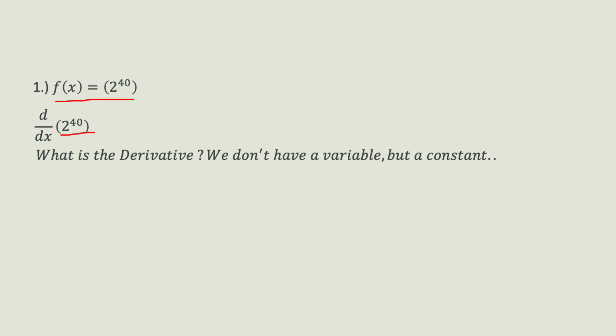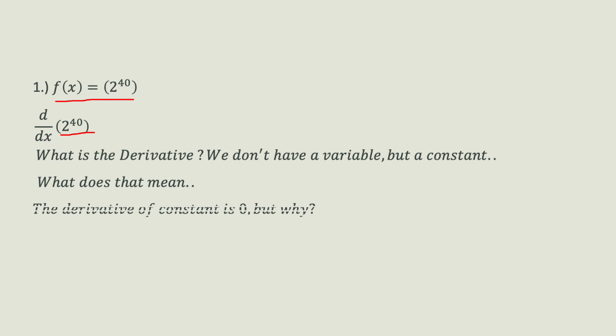What is the derivative of a constant? Well, the derivative of a constant is always 0. But why? It's a rule within calculus indicating that if you have a variable, you can take a derivative of it. However, if you have a constant, it is always 0. Thus, the rule indicates that d dx of c, a constant, equals 0. So d dx of 2 to the 40th equals 0.